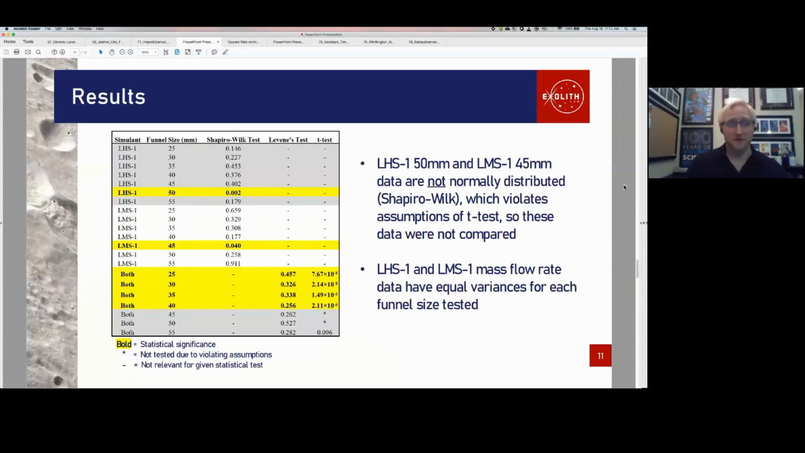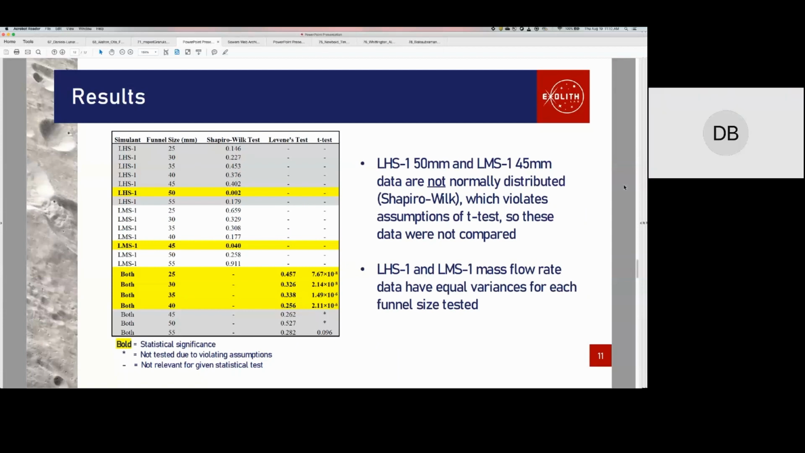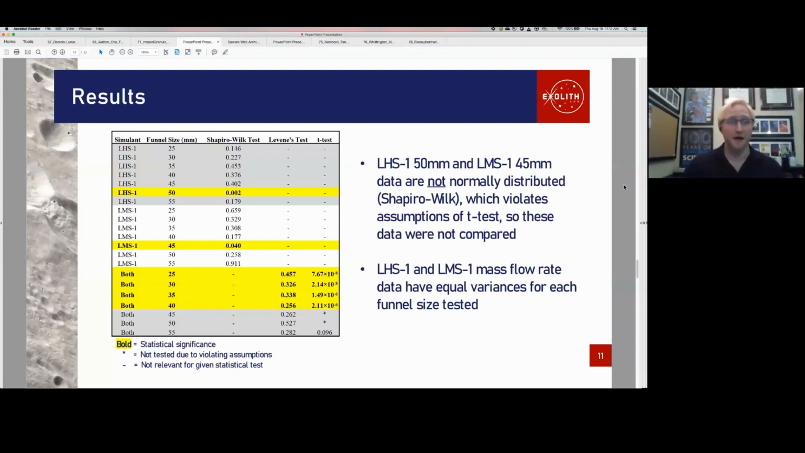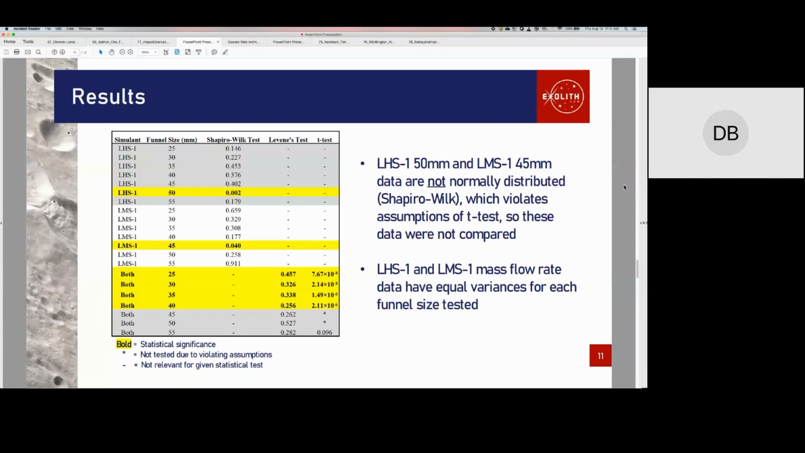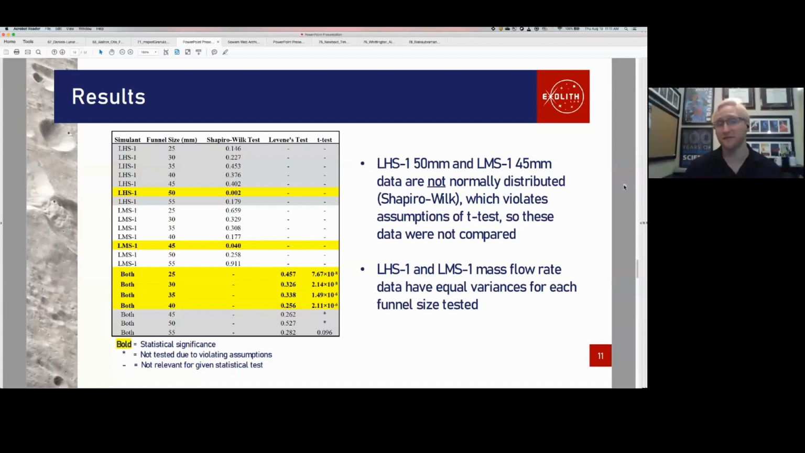When we run the t-test, we get the following. The table is our results, with items in bold and highlighted text indicating statistical significance. In the case of Levene's test, we see that the data for each funnel size for each simulant has equal variance, but we do not see normality in the LHS1 50 millimeter and LMS1 45 millimeter funnel data. So those 50 and 45 millimeter data are not able to be compared via t-test.